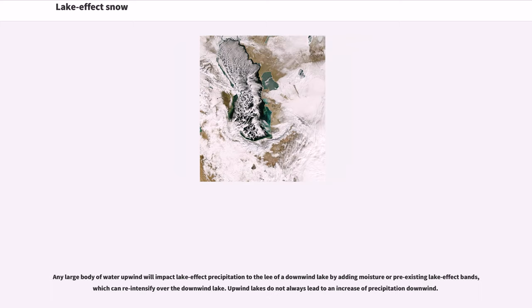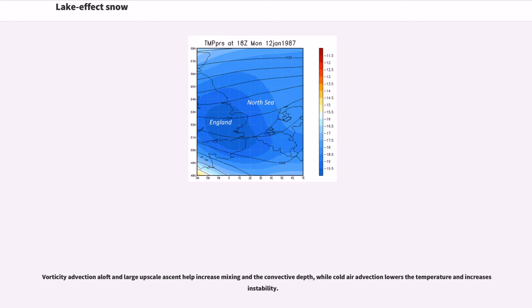Any large body of water upwind will impact lake effect precipitation to the lee of a downwind lake by adding moisture or pre-existing lake effect bands, which can re-intensify over the downwind lake. Upwind lakes do not always lead to an increase of precipitation downwind. Vorticity advection aloft and large upscale ascent help increase mixing in the convective depth, while cold air advection lowers the temperature and increases instability.